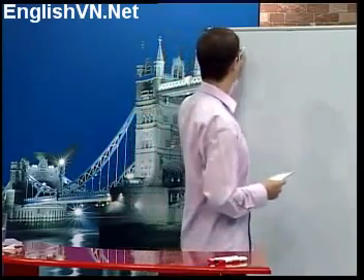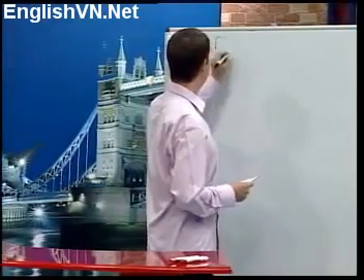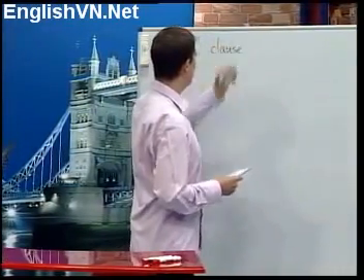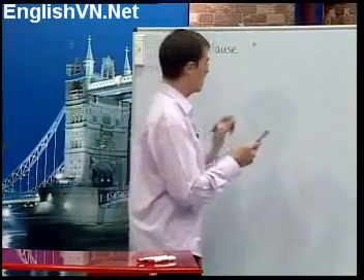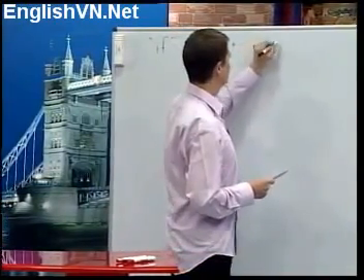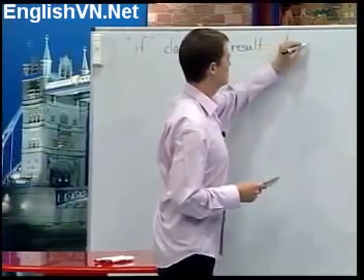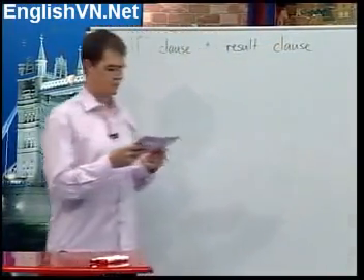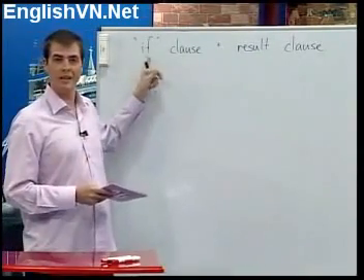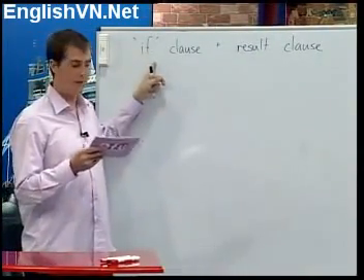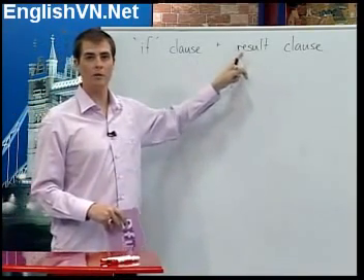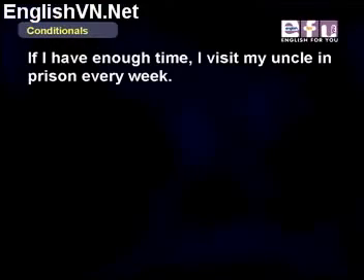Okay, so we have an if clause plus a result clause. So the clause beginning with the word if is the if clause, and the other clause is the main or the result clause. So for example, in the first sentence, if I have enough time, that's the if clause, and the result clause is I visit my uncle every week.